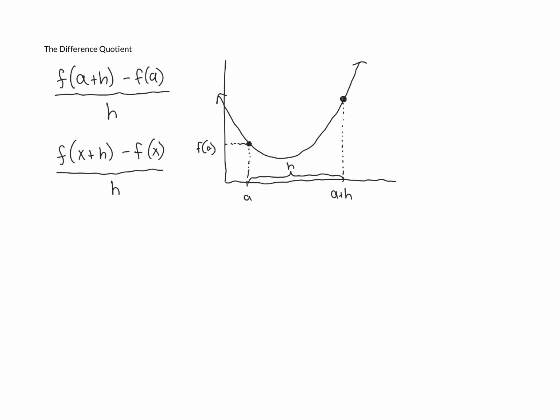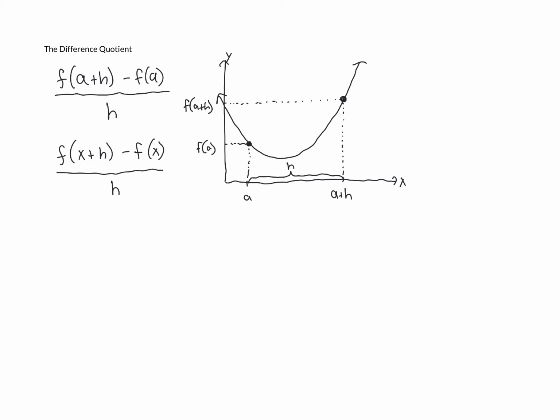So this second point is our a plus h, and if we were to make a little dotted line that goes across to the y-axis, then that would be the y value or the function value f of a plus h. And so we have the difference quotient, and if we look at the numerator, this is the difference of the function values. This is the difference of the y values. So the numerator is going to be this distance here between the two points vertically, and then the denominator is h, which is the distance between them horizontally.